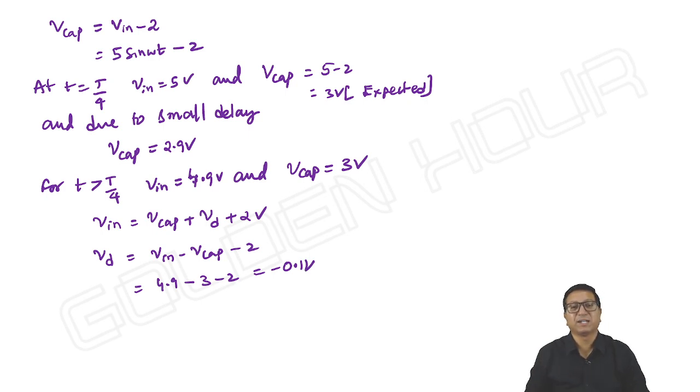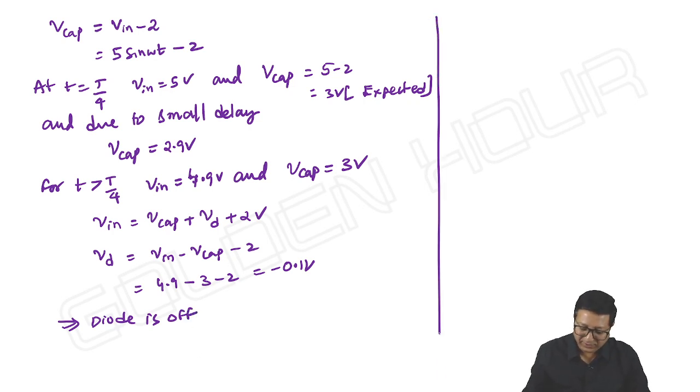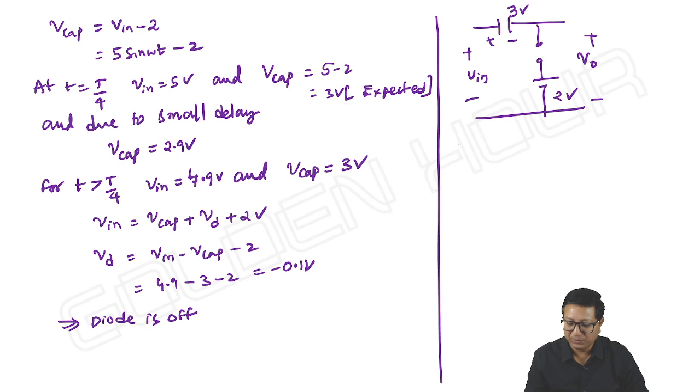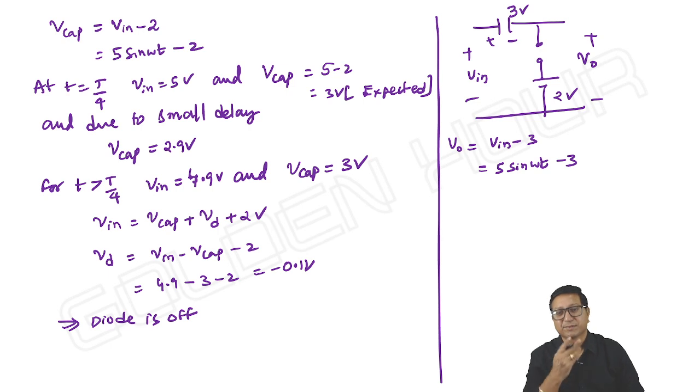The diode is experiencing some negative voltage. Is it not so? Implies the diode is off. Once the diode is off, what is our equivalent circuit? Simply the diode acts as an open circuit, and this is 2 volts, plus minus. The capacitor has charged up to 3 volts. So what is V output, friends? It is V input minus 3, which is nothing but 5 sin omega t minus 3. Is it not so?